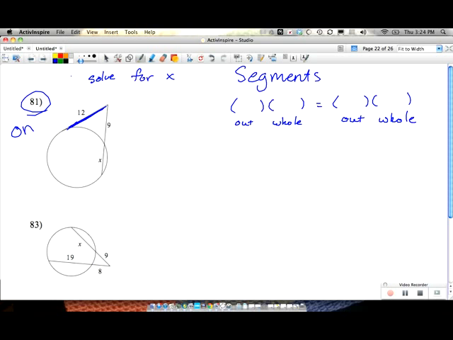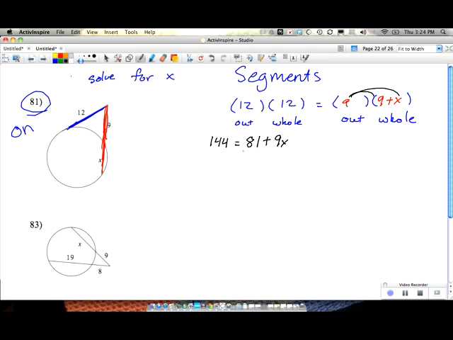Let's simplify that. 12 times 12 is going to be 144. And then when we distribute this 9 to the 9 and the x, that gives us 81 plus 9x. We subtract 81 from both sides. That's going to give us 63 equals 9x. We divide by 9, divide by 9. 7 equals x. So that wasn't too bad. Came out evenly.